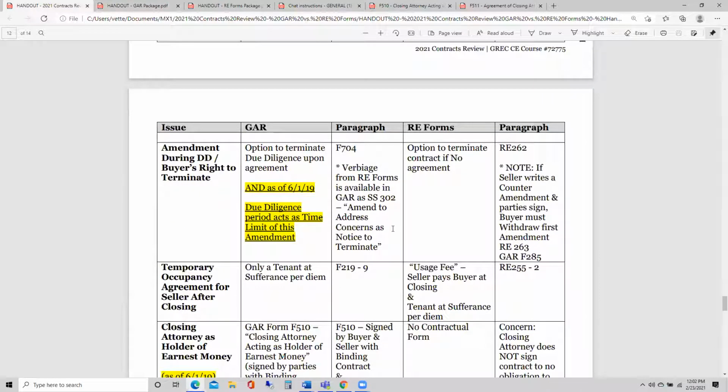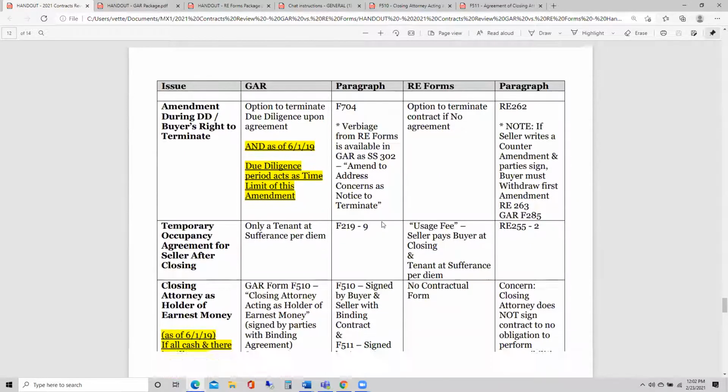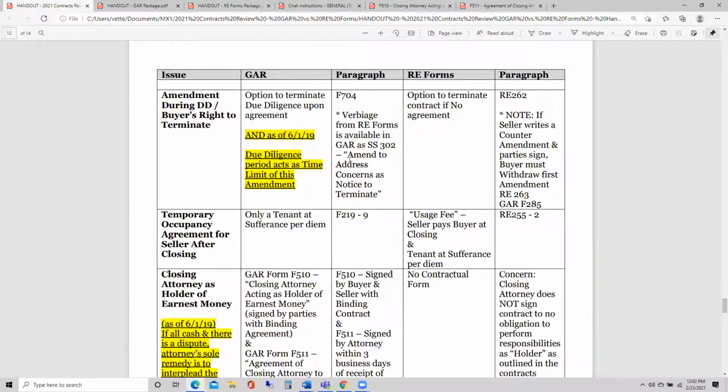All right, moving along. Amendment during the due diligence period or buyer's right to terminate period. There's a lot of differences between these two forms. In the GAR contract package, it's form F704.